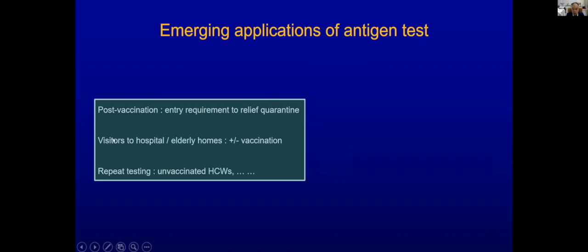Now, as you know, in Hong Kong also, people are using antigen tests for visitors to hospitals or elderly homes, for those with vaccine or without vaccine. And also for the Hospital Authority, we are applying very soon for unvaccinated healthcare workers. They want them to have a repeated antigen test.